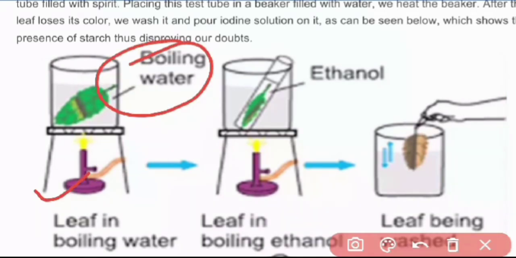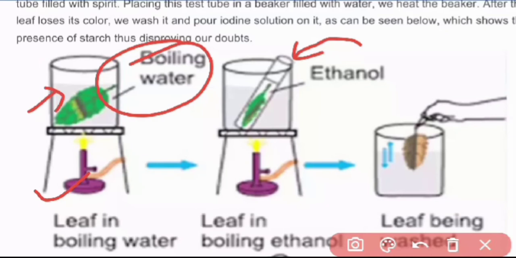The water kept in this beaker will start boiling, and as soon as this water starts boiling, we will take out the leaf. We will take this leaf out of the beaker and put it in a test tube. What will we do? We'll put that leaf which we have taken out from the boiling water and transfer it into a test tube.